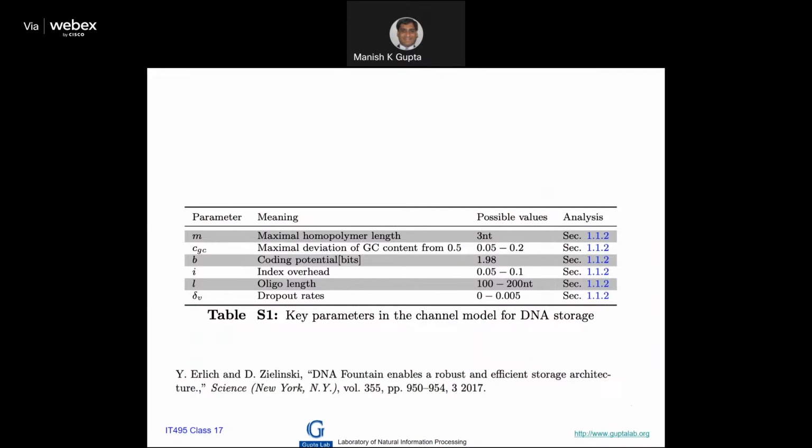These parameters will help you to analyze the model. If you want to develop an error analysis, and you write software, you can choose these parameters and see what happens. You can introduce different dropout rates and see the performance of the codec.